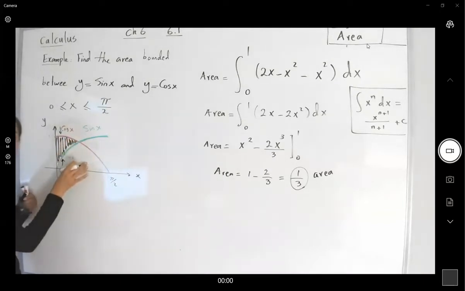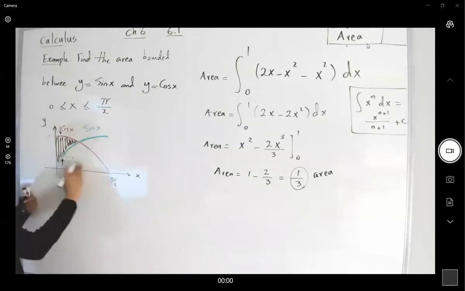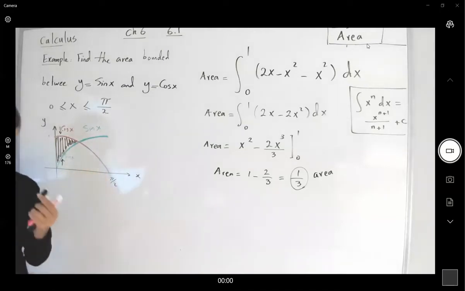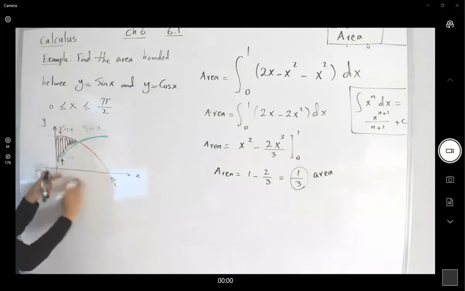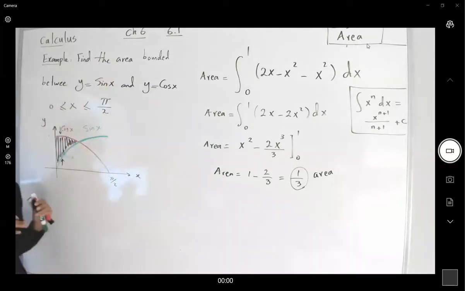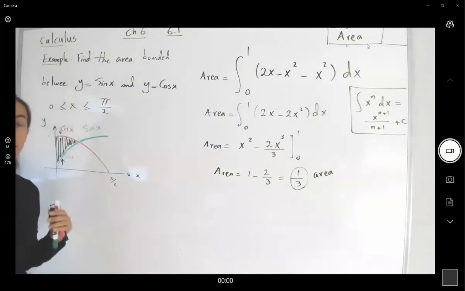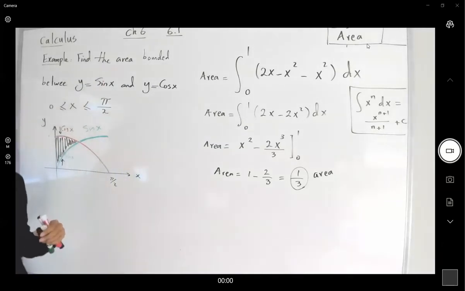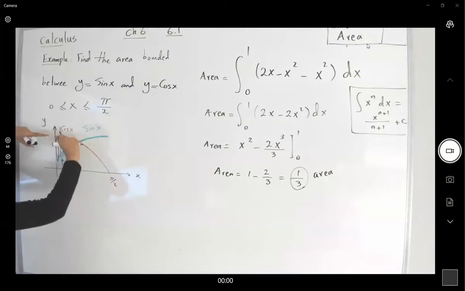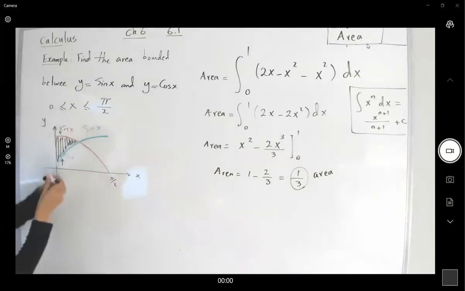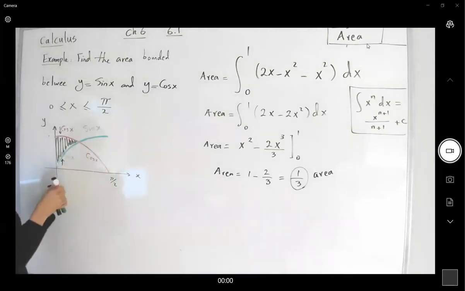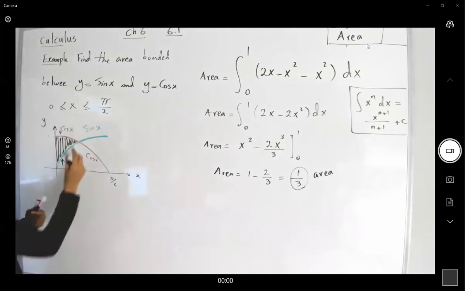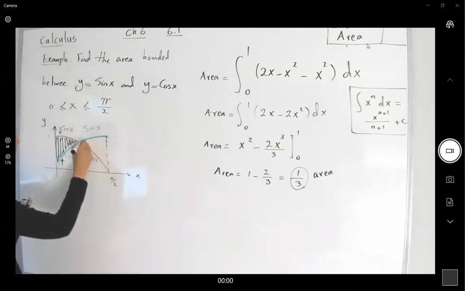Does this part count? Of course not. If you count this part, it means that you are finding the area between sine and x-axis, or between cosine and x-axis. But the question doesn't mention anything about x-axis. It says the area bounded between sine and cosine. So the second part of this area is here, between sine and cosine. Your line is changing between these two functions. Okay, not that bad.